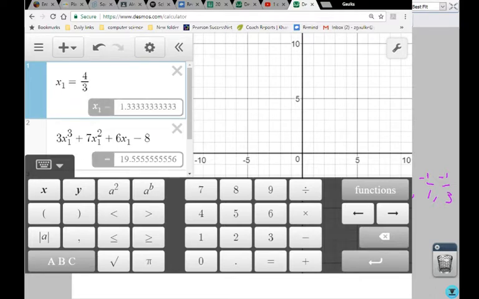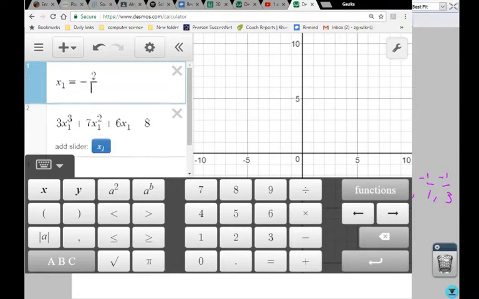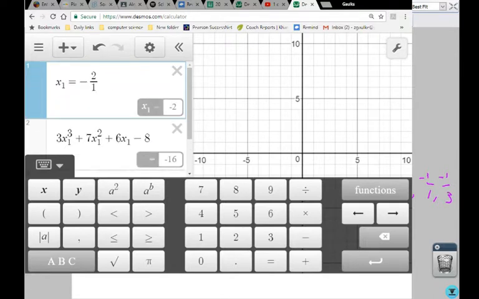Is there gonna be a negative one next or what? Ah, I got 0 by guessing too, by the way. Negative 2 divided by 1. You got lucky. And I got negative 16. Negative 2/1 didn't work. Alright, I want you to finish these off. I want you to find the rest of the zeros.